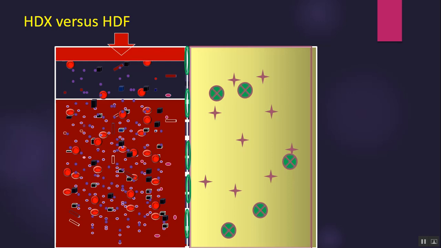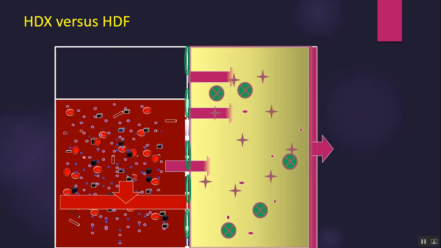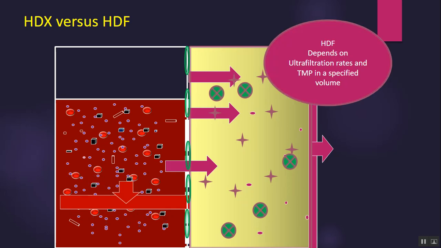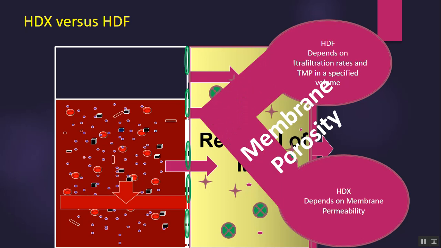So HDX is an expanded range of hemodialysis depending on removal of bigger molecules, as well as in HDF. But in HDF it depends on ultrafiltration rates and transmembrane pressure, while HDX depends only on the membrane permeability for removal of middle molecules.